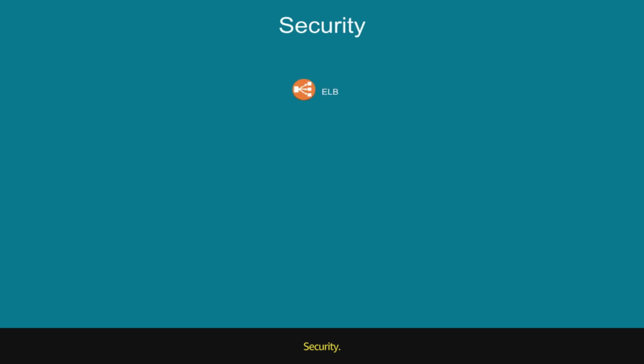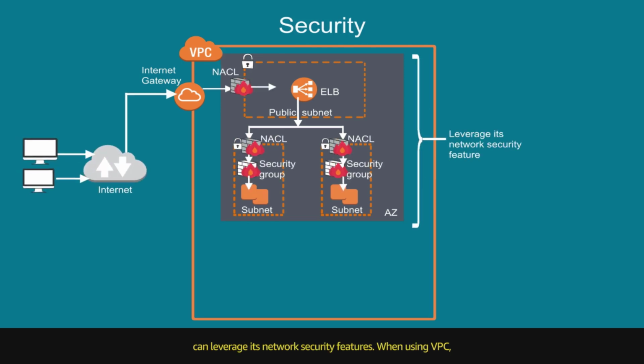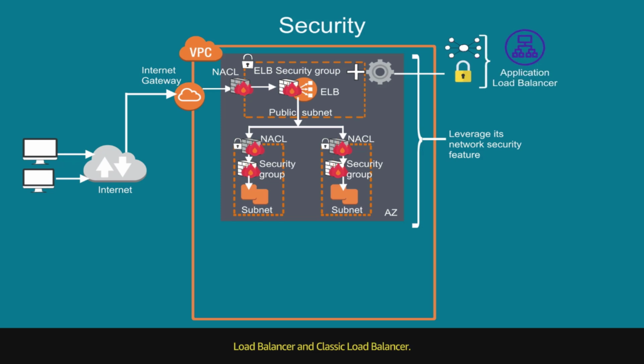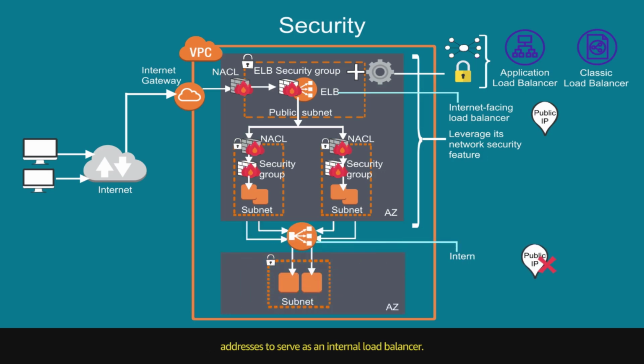Security. ELB provisioned within an Amazon Virtual Private Cloud, Amazon VPC, can leverage its network security features. When using VPC, you can create and manage security groups associated with Elastic Load Balancing to provide additional networking and security options for Application Load Balancer and Classic Load Balancer. You can configure any of the load balancers to be internet-facing, or create a load balancer without public IP addresses to serve as an internal load balancer.